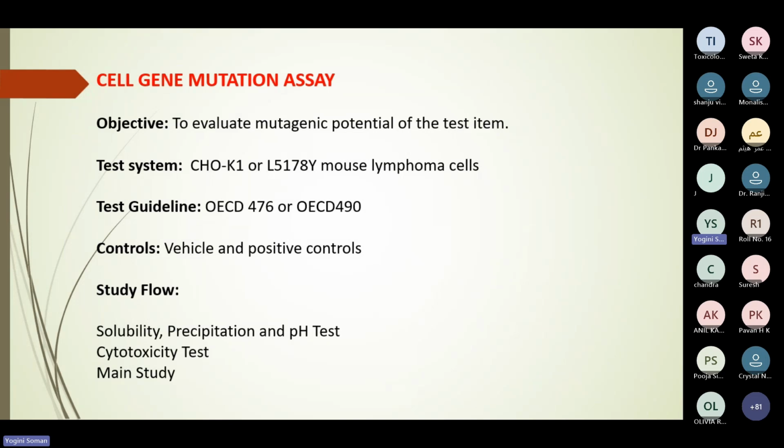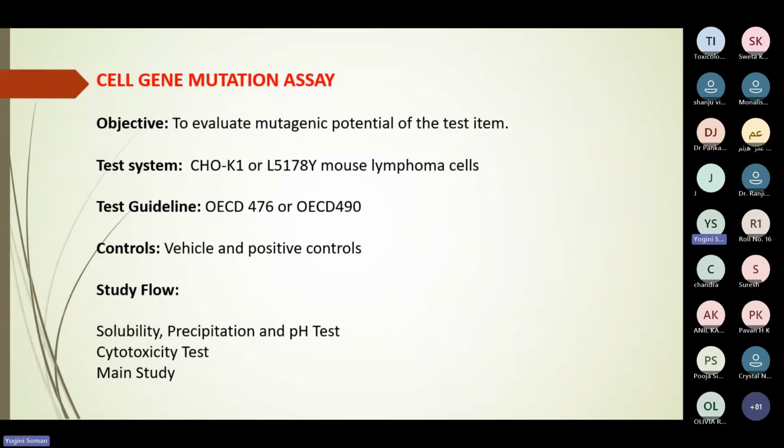And the next part, again, is the pH test. For the pH test, if there are variations in the pH, or if the pH is acidic or basic, you should adjust the pH using a buffering solution. You can use a sodium bicarbonate buffer for that purpose.